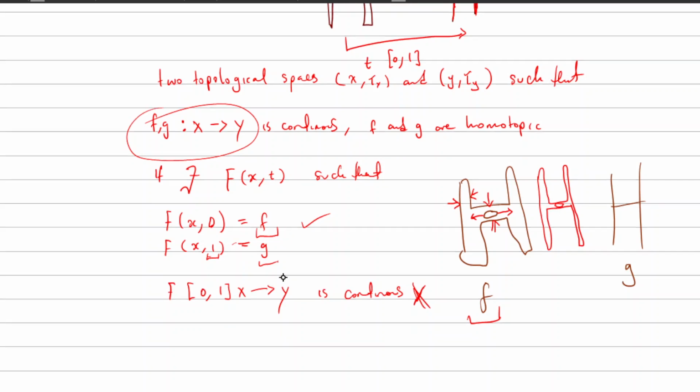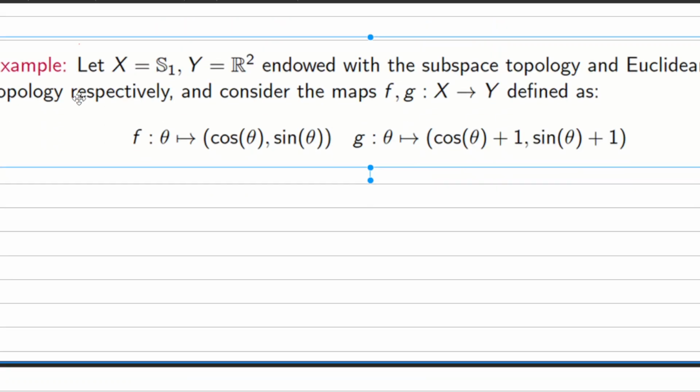So that makes us conclude that the two spaces are not homotopic because of failing to meet this requirement. For homotopic spaces, to determine if two spaces are homotopic, we just have to test these three conditions and we are good to go. So let's look at an example. Let me just paste an example here.